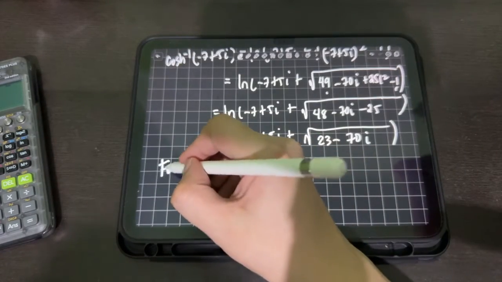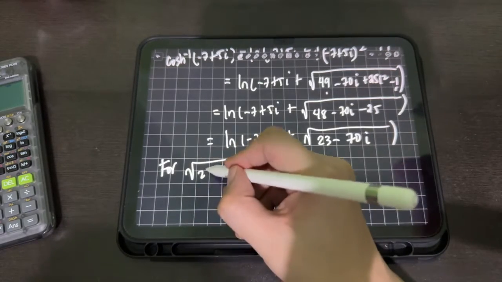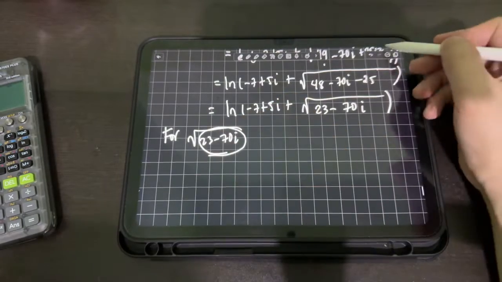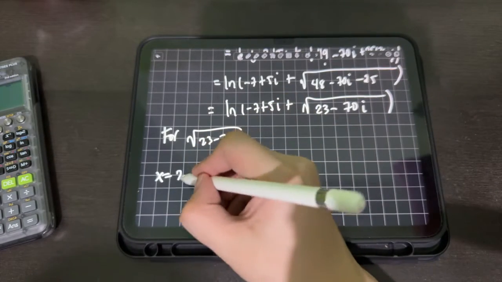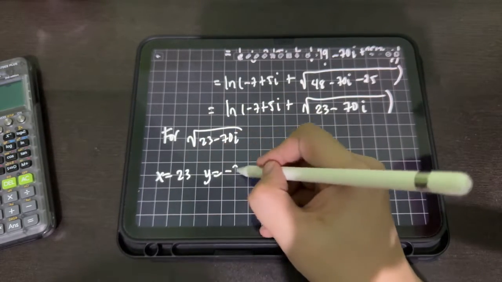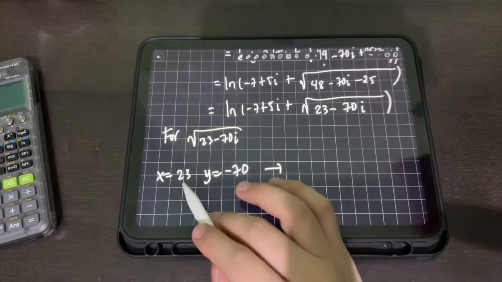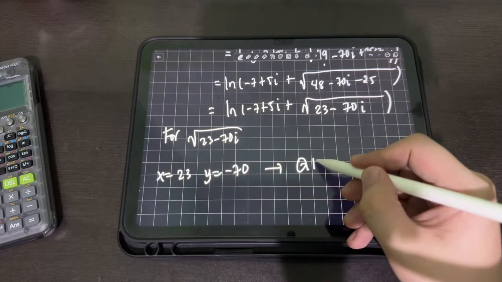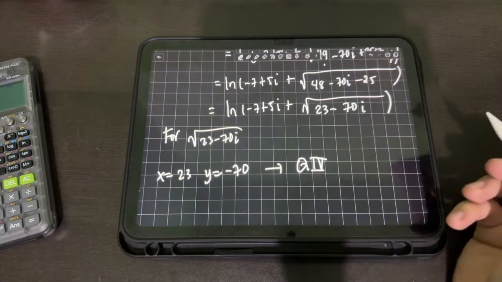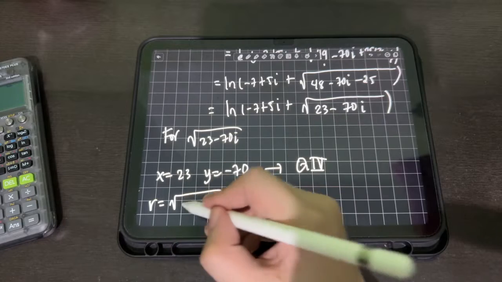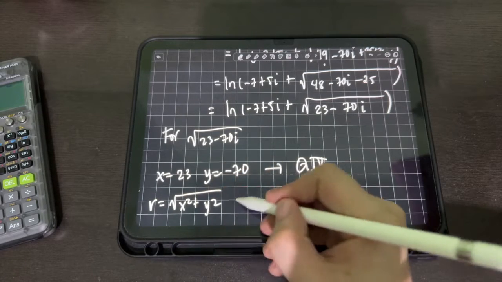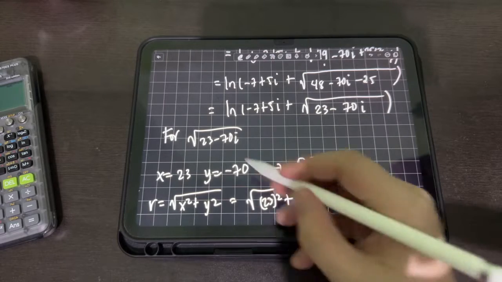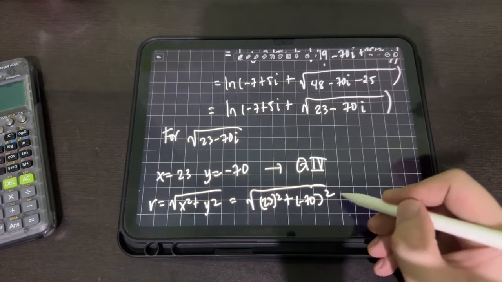Again, we will start evaluating the square root of this 23 minus 70i. For the square root of 23 minus 70i, convert this to polar form. So x is 23, y is negative 70. So x is positive, y is negative. The complex number is in quadrant 4. r is the square root of x squared plus y squared. So square root of 23 squared plus negative 70 squared.